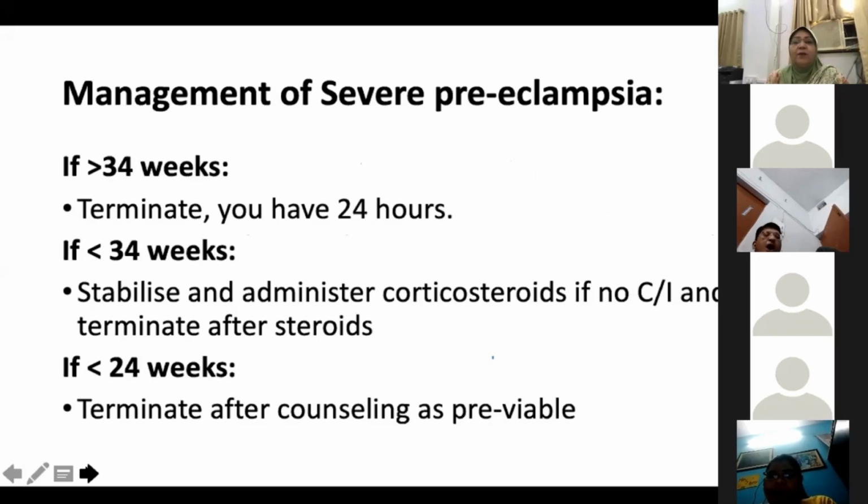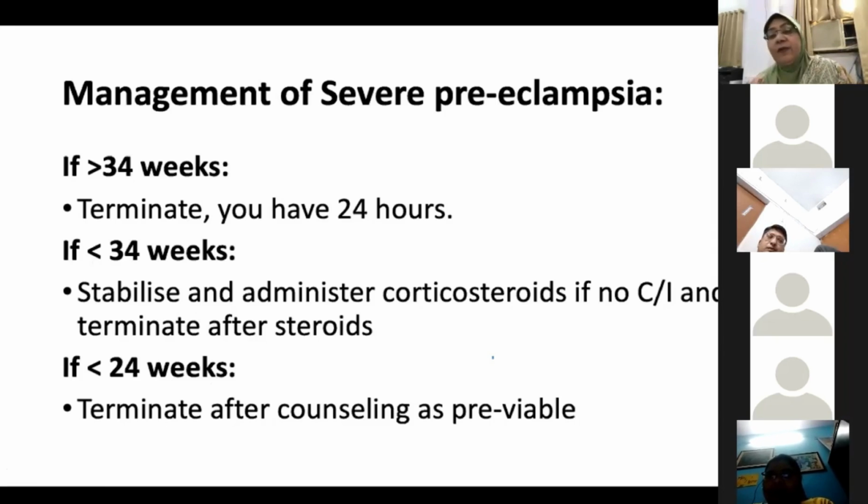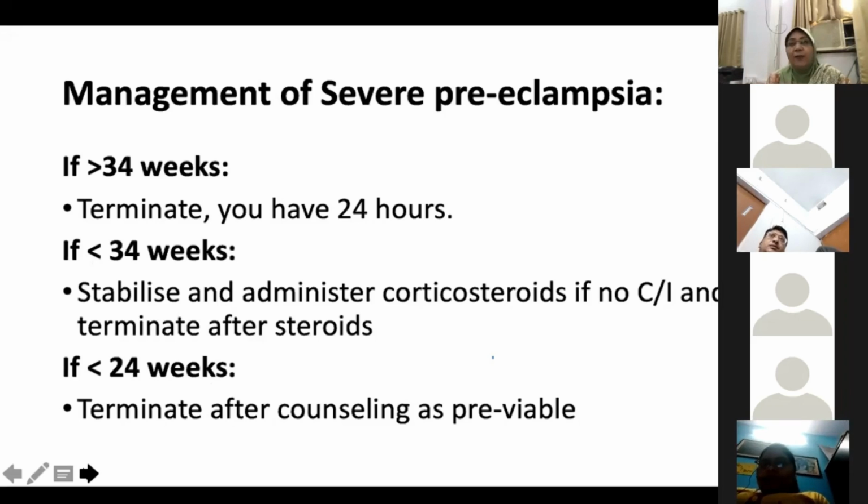So more than 34, terminate, and remember you have 24 hours to complete the delivery. If less than 34, stabilize, give her steroids if there is no contraindication, and then terminate after 48 hours. If she is very preterm, look here, this is almost a pre-viable baby. Hardly any nursery will be able to save that. Maybe if you have a very good nursery or are working in a medical college and the woman insists, you might think in those terms. But less than 24 weeks, tell her there is hardly any hope for the baby.